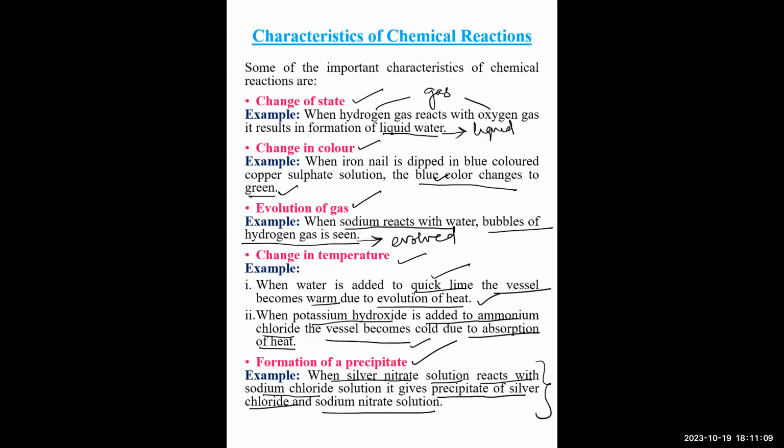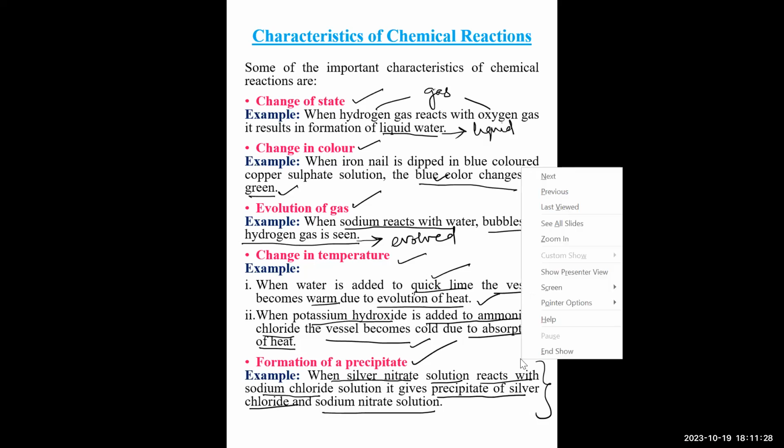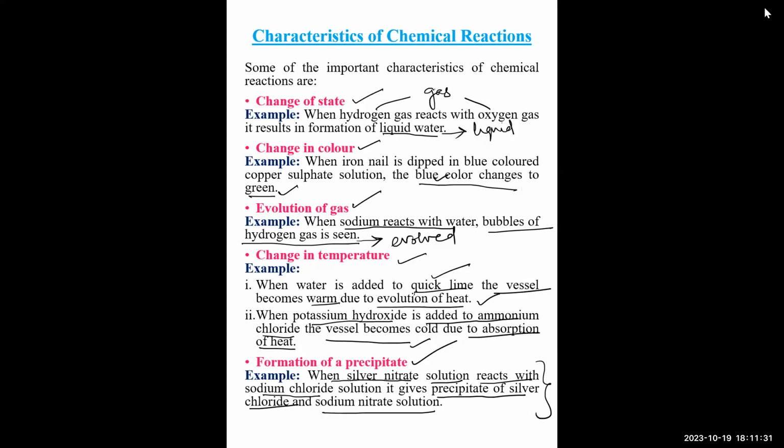Okay. So now we have understood what is meant by a chemical reaction, which we have studied, and what the different types of characteristics of a chemical reaction are. I hope it is clear to you, this part, understanding what a chemical reaction is and what the different characteristics of chemical reactions are.